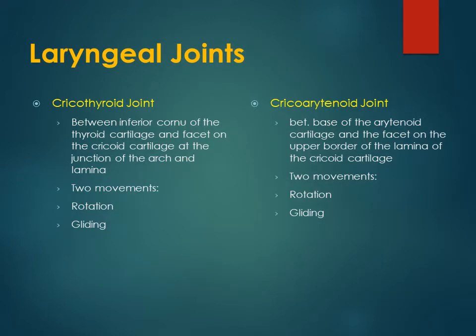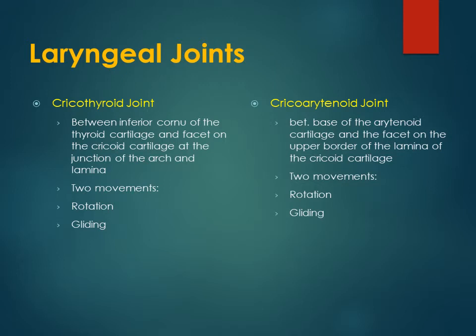And the joints are the cricothyroid and the cricoarytenoid. The cricothyroid is between the thyroid cartilage and the cricoid. Its main function is rotation and gliding movement, and the cricoarytenoid joints have it also. The laryngeal joints mainly have two movements, rotation and gliding. This is the cricothyroid joint and the cricoarytenoid joint.